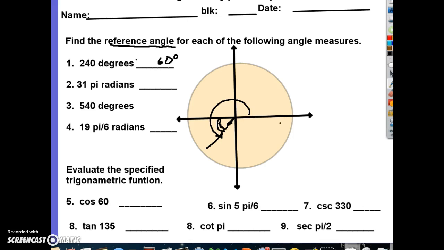Let's see what we could do with the next one. The next one will be, see if I can get rid of these marks here. Should be able to. All right, here we go. Next one will be 31 pi radians. I really didn't mean this. 31 pi radians, but let's take a look at it. 31 pi.